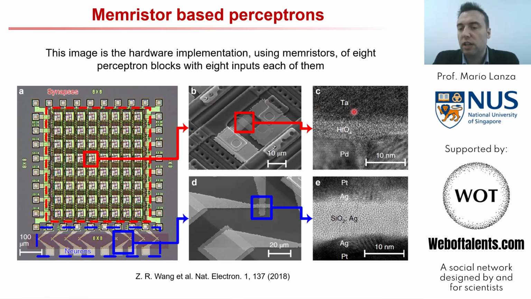So the authors employed tantalum, hafnium oxide, and palladium materials. And for this other memristor, which needs to serve as a neuron and shows very good nonlinearity, the authors employed silver electrodes and silicon dioxide as dielectric.